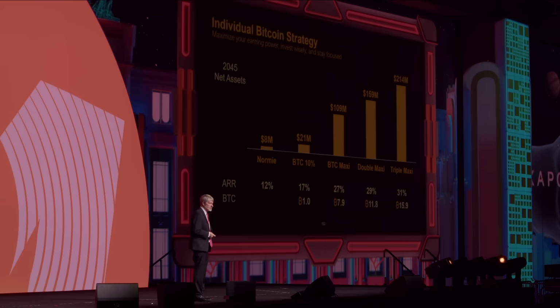What's the result? Well, this is the result. The normie ends up with $8 million in 21 years. The 10%er will more than double that. The Maxi ends up with $100 million. The double Maxi, $150 million. The triple Maxi, $214 million. You can see the power of leverage, and the choice is yours. And you can also see, it takes 15.9 Bitcoin to be a triple Maxi. 6.25 Bitcoin will make you a wealthy person.